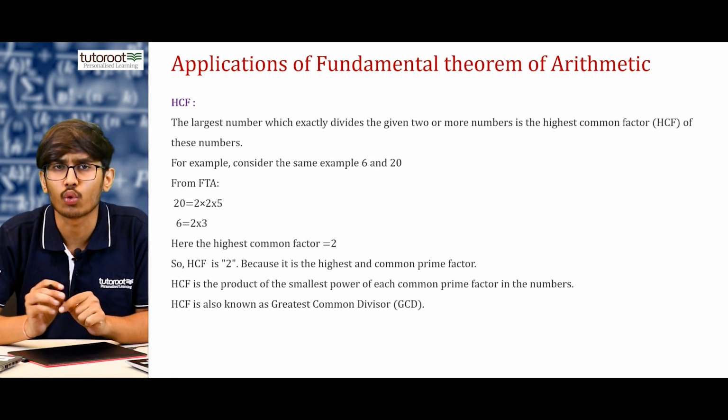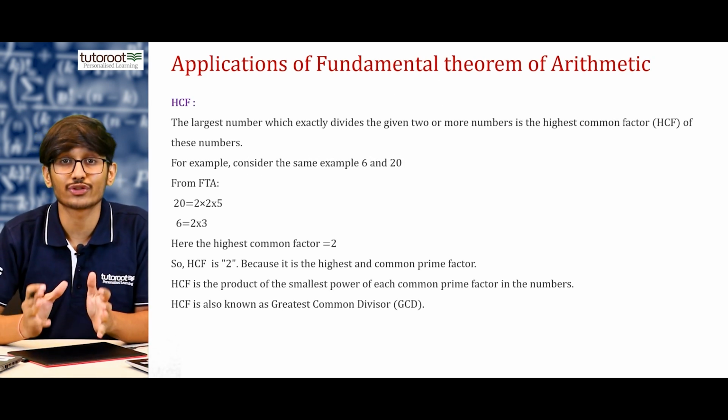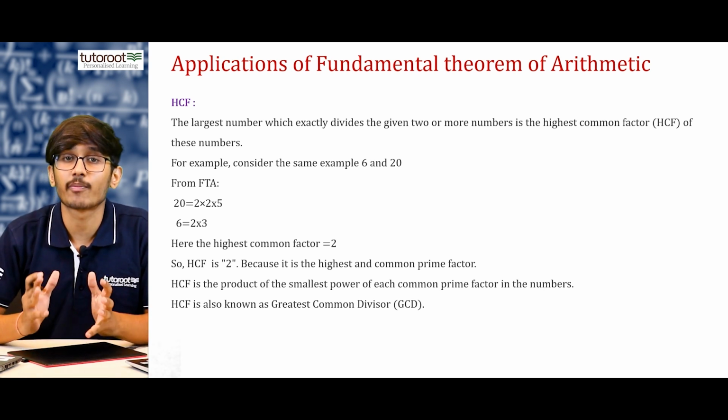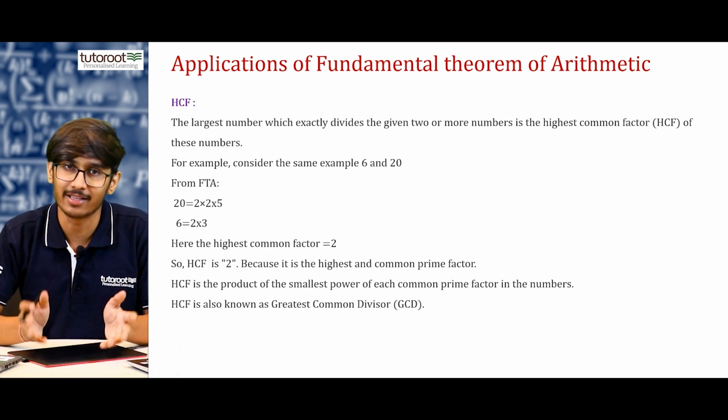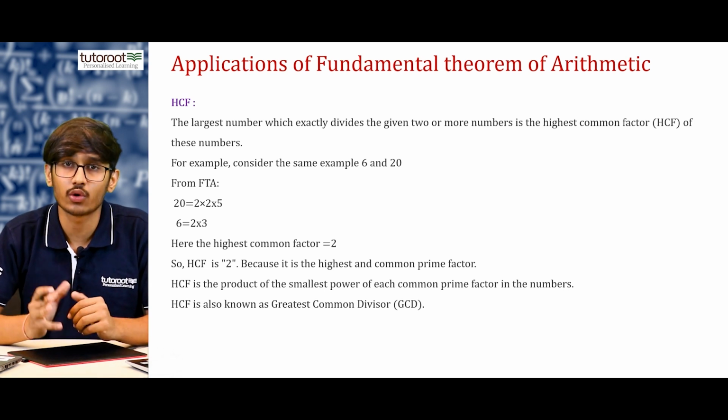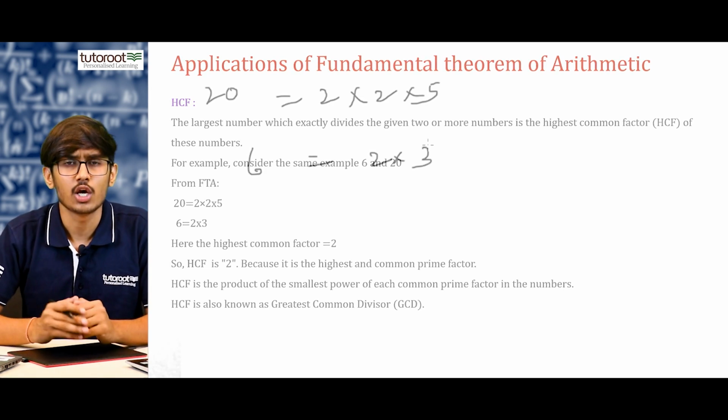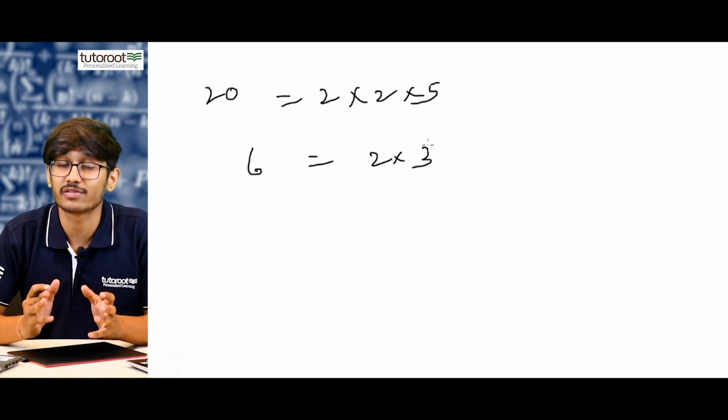So HCF is 2. Because it is the highest and most common prime factor, HCF is the product of smallest power of each common prime factor in the numbers. HCF is also known as greatest common divisor. So we found the HCF and LCM of 6 and 20.